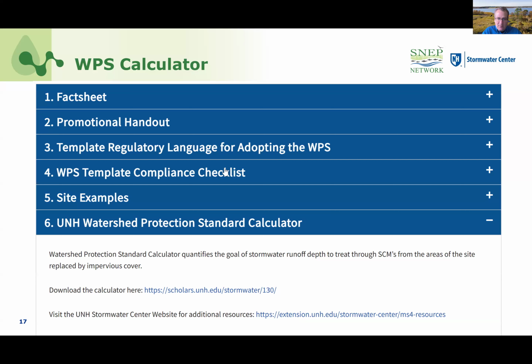Okay, so now I want to move into the calculator. The calculator is the link on the Watershed Protection Standard Toolkit. It's located on the UNH Stormwater Center site. It's a little inconvenient, but all of our resources now are in the Scholars Repository.